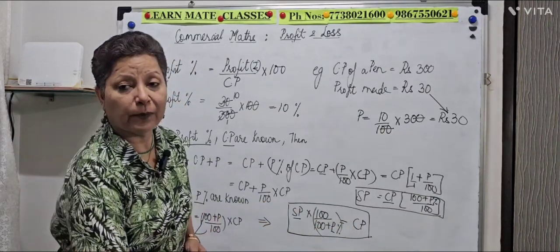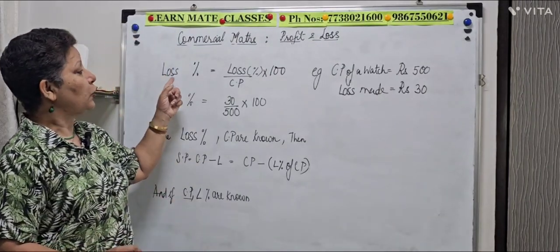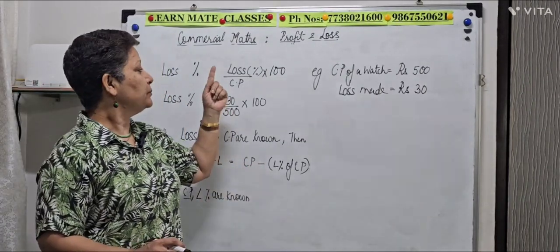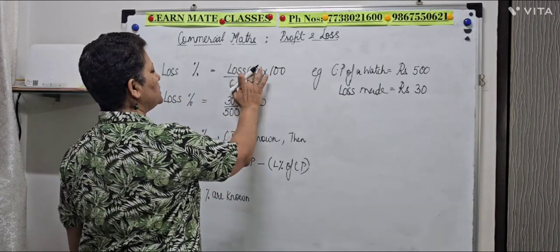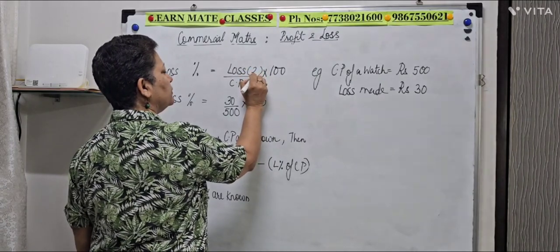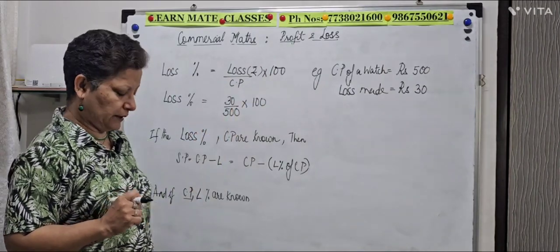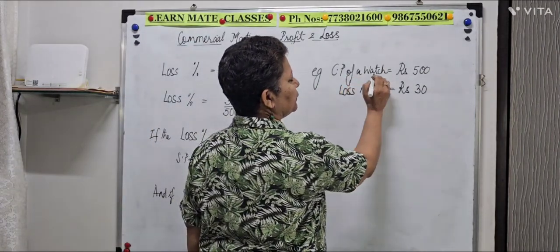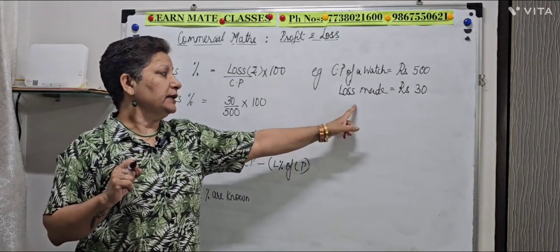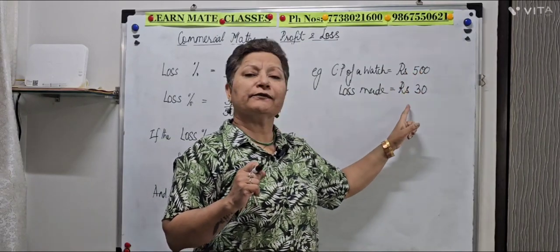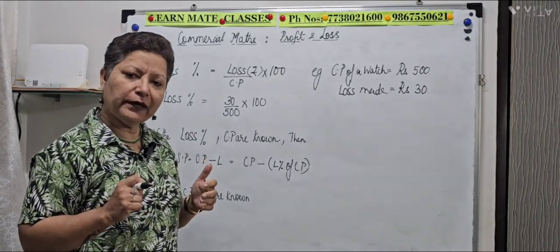Now let's see what happens when I am incurring a loss. Loss percent, just like profit percent, which was profit upon CP into 100, is going to be loss in rupees upon CP into 100. Let's take an example. The CP of a watch this time is given as 500 rupees. The loss incurred is 30 rupees. That means when I sell that watch, I would have sold it for 470 rupees, right? Now, how do I calculate the loss percent?